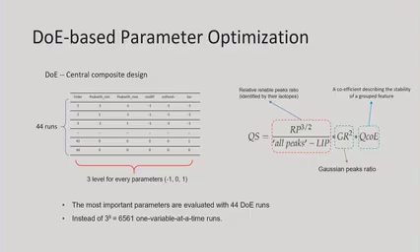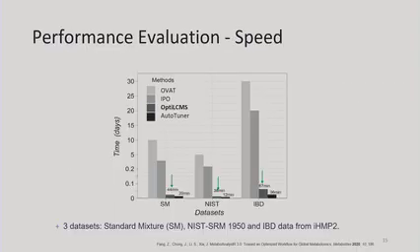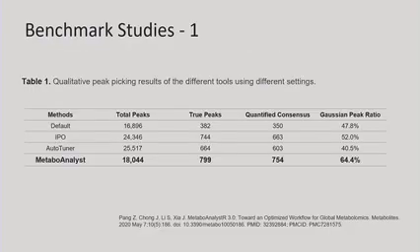So I would like to share something on the performance of the parameter optimization. Here I use 3 data sets, including a standard mixture, NIST data, and the IBD data, which is real biological data. Our algorithm is named OptiLC-MS, the third one. As you can see, compared to other optimization approaches, OptiLC-MS could run very fast, in just minutes, and the results are also much better.